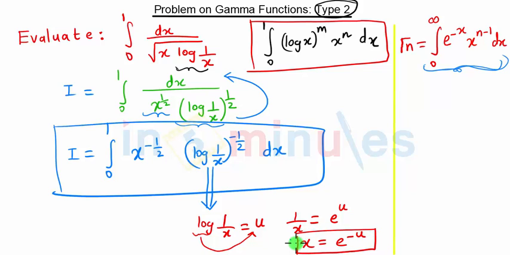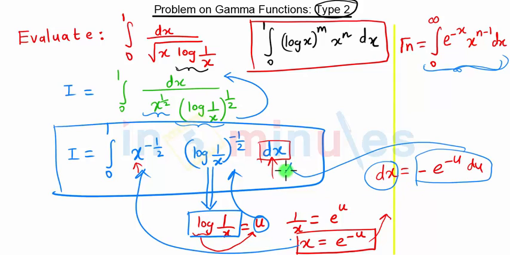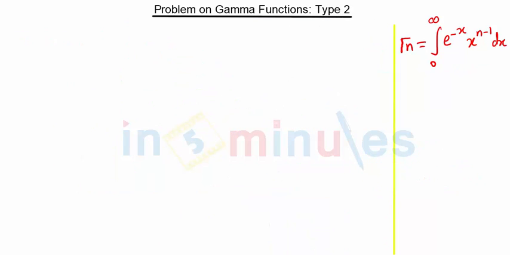So this is our x, but here we have to replace all the terms which contain x. This x can be replaced by e raised to minus u. But what about this dx? For this dx we need to take the derivative of x. The derivative of e raised to minus u is e raised to minus u, with a minus sign, into du. So we will replace log of 1 by x by u, we will replace x by e raised to minus u, and we will replace dx by this term. So our equation becomes this.